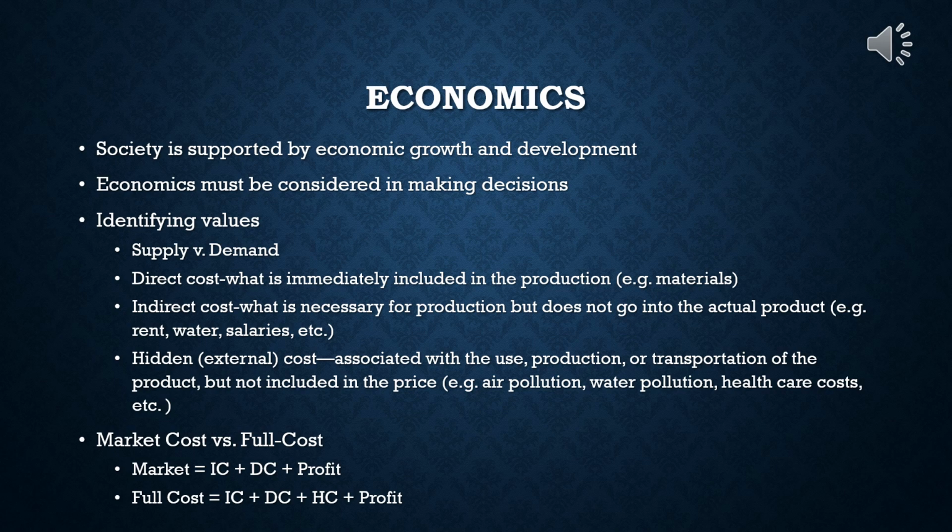Full cost, however, is something we can use to make sure that people understand the impact of the materials and services that they're buying. Full cost pricing includes everything in market cost, so the indirect, direct, and profit, but it also adds in the hidden costs or the externalities. This makes the price of purchase of a material or of a service representative of its impact and the amount of money that it's going to take to mitigate the damage that product causes.